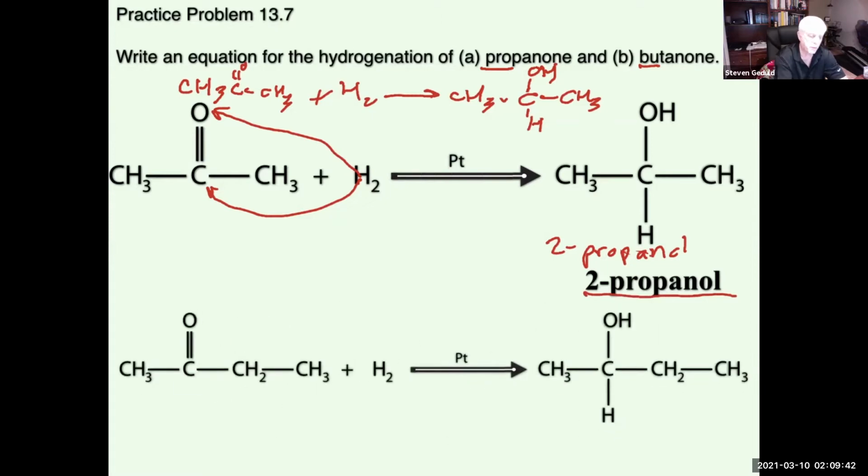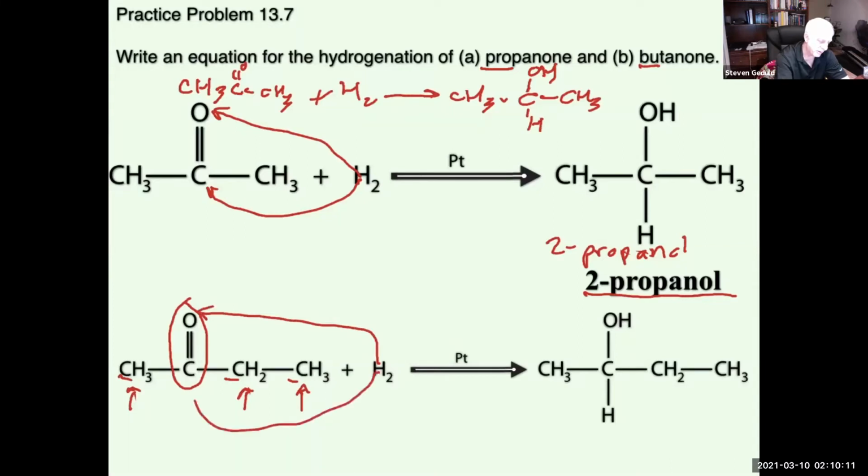So butanone is 4 carbons. The carbonyl group is at number 2 because it has to be. If I put it here, it would be an aldehyde. If I put it here, it'd be an aldehyde. If I put it here, it'd still be number 2 position, because you always give the carbonyl the lowest possible number. So you don't need to put 2-butanone because there's only one place it can be. So there's butanone. We're going to add hydrogen across our double bond, hydrogenation reaction, one at each end of the double bond. So here's our OH group, and here's our H group.